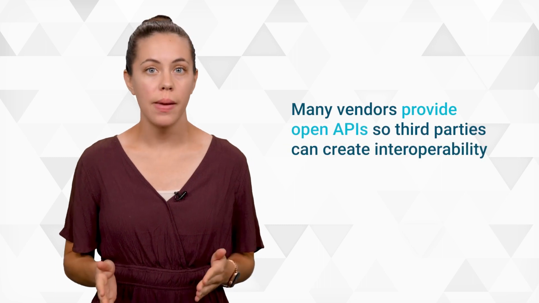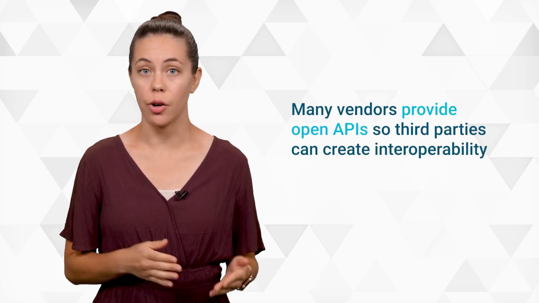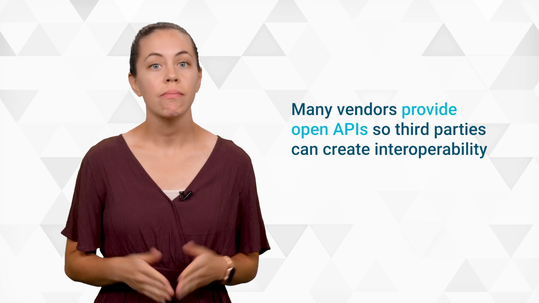Interoperability is another potential sticking point in implementation. Many vendors provide open APIs so third parties can create interoperability. For example, to help departments that use separate collaboration tools send and receive messages seamlessly. But remember, working with those third parties adds complexity to a UCaaS deployment.